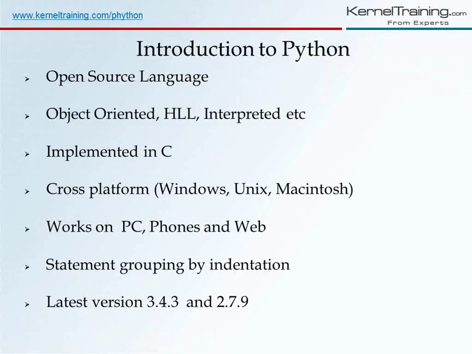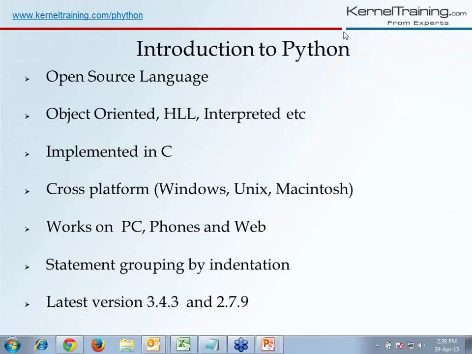Python is an open source language, that is, it is free to use. You can build your commercial applications and you don't have to pay any license fee. This is an object oriented and high level language, and it is an interpreted language. That is, we can write code and directly feed it to the interpreter.